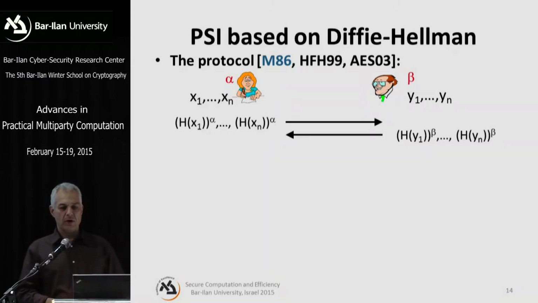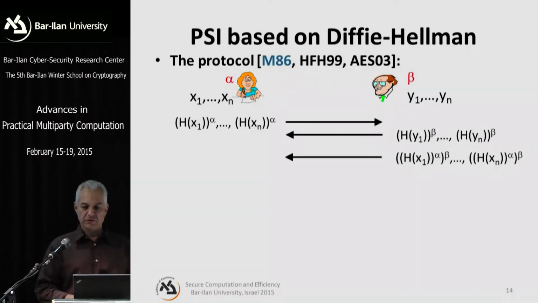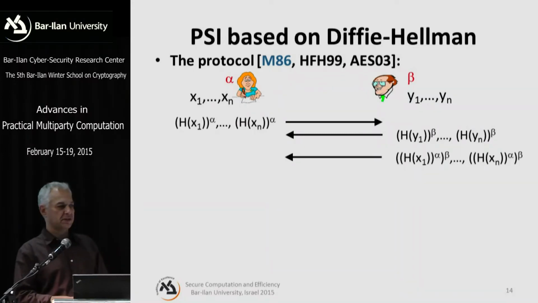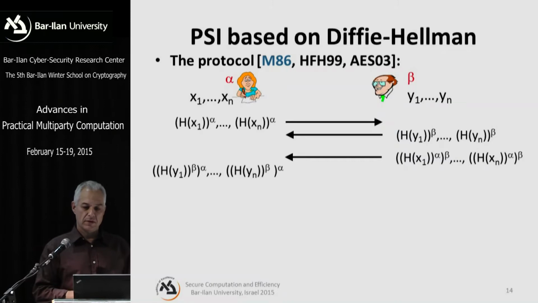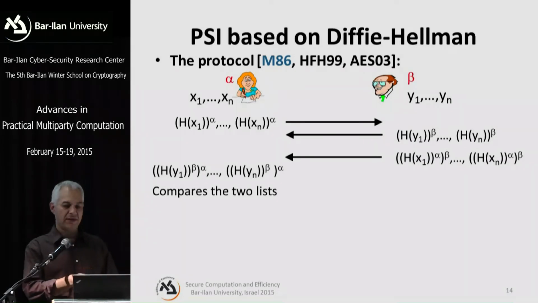Bob takes each of his elements, computes a hash of that element, raises it to the power of beta, the value that he knows, and sends it to Alice. Afterwards, he takes each of the values received from Alice, raises them also to the power of beta, and sends them to Alice. Now, Alice received that list from Bob, but she also received the hash of the y's, Bob's inputs, to the power of beta. So she raises these values to the power of alpha.